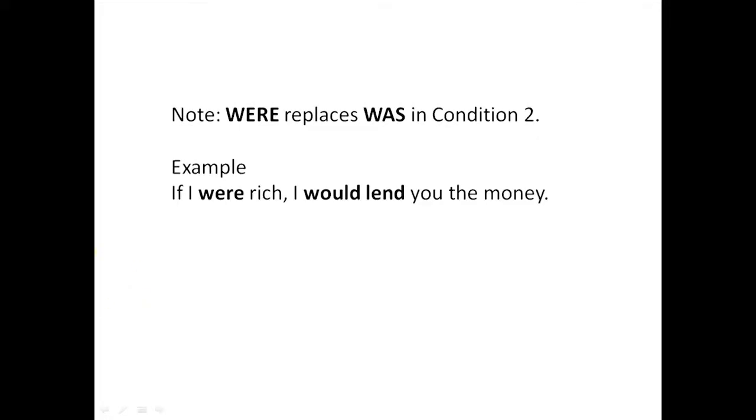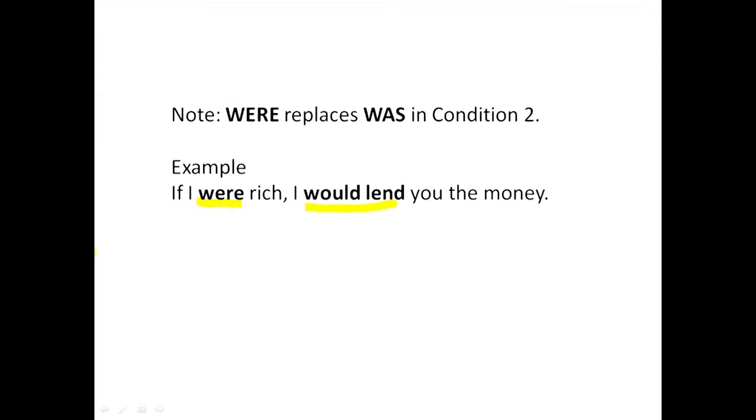So example here we have what? If I were rich, I would lend you the money. If I were rich, I would. So under the if aspect we have the were. So the were is replacing the was. You cannot say if I was rich, because it's hypothetical, something that is unreal. It cannot happen. You see, we have it again, would lend in this case.